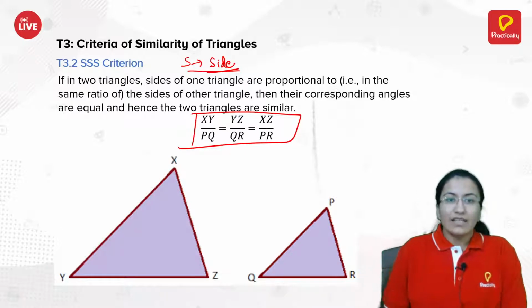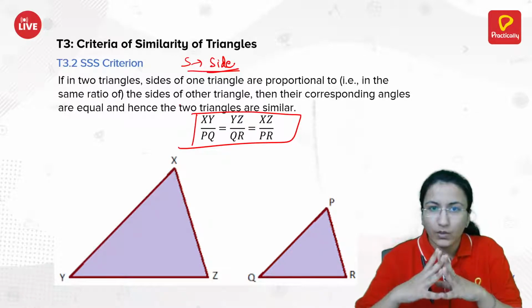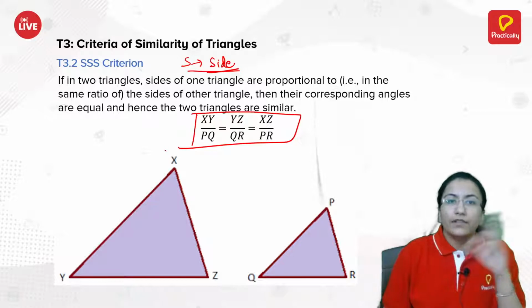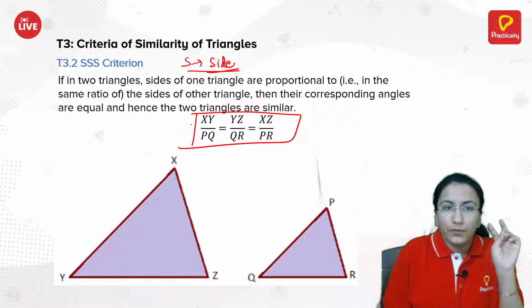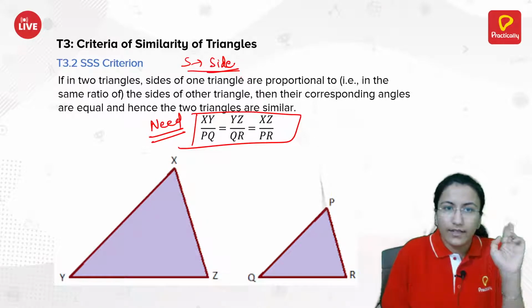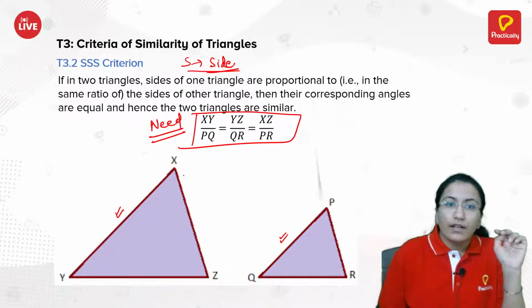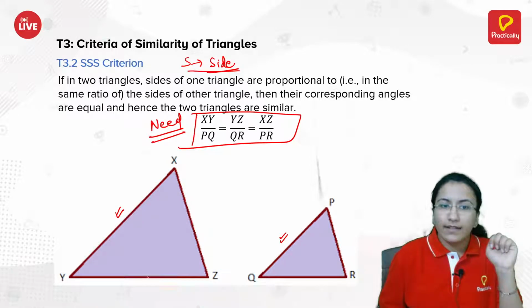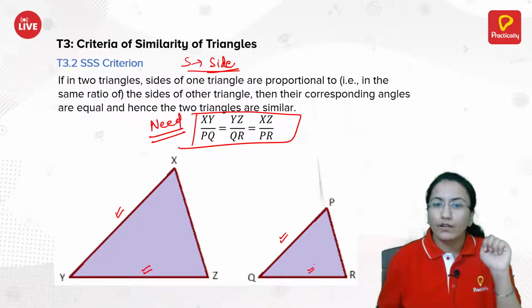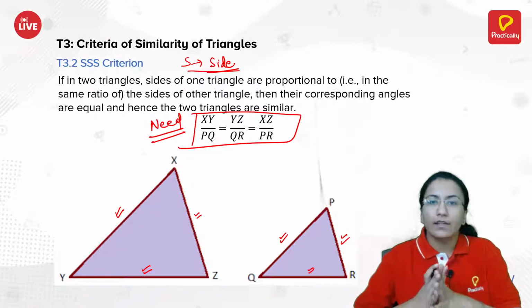Okay. So what does this criterion say? If we have sides of two triangles which are proportional to each other, then the two triangles are similar. What do we need basically? We need this result, then we can say that these two triangles are similar. What is this result saying? XY, this side, divided by PQ is equal to YZ, this side, divided by QR, and XZ divided by PR. If all these three ratios are equal, then we say that the two triangles are similar.